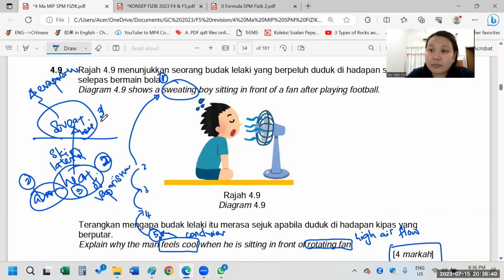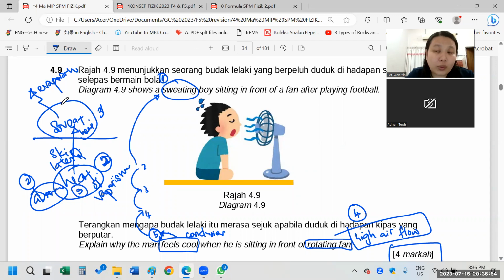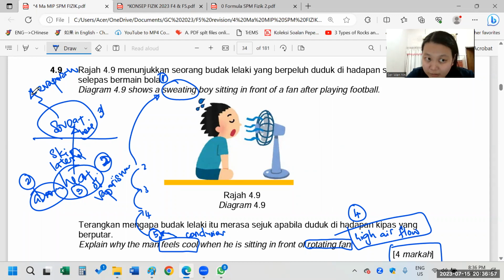vaporization. Okay, then number four, when there is high airflow, it gives the sweat more energy, more energy to evaporate, to vaporize. Then finally you feel cooler. So you think about steps 1, 2, 3, 4, then you make your own sentence. I believe all of you, your English is okay, can make sentences.